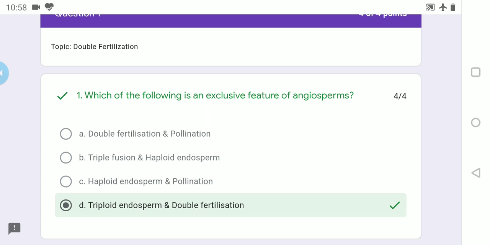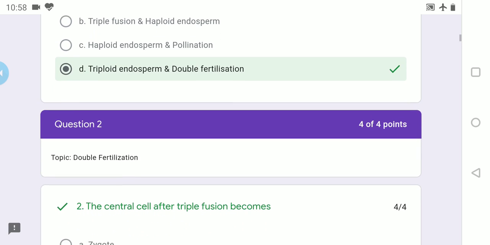I think it's clear. Then which is the right answer? Option D is the right answer for the first question. Is it clear? Next question.